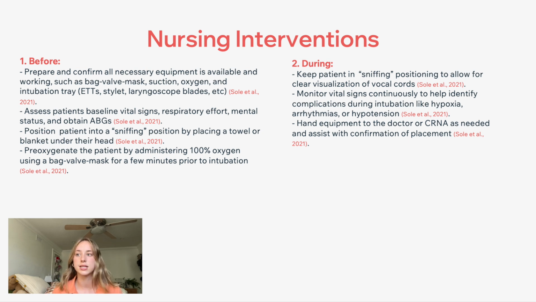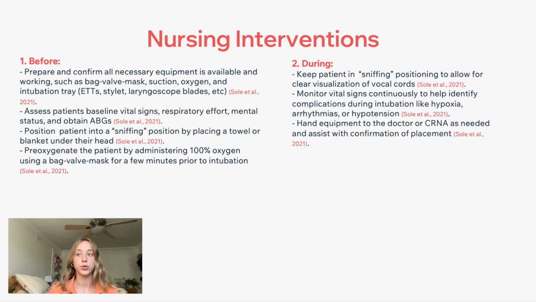You also need to assess the patient's baseline vital signs, respiratory effort, mental status, and attain ABGs for that baseline information. You also need to position the patient into a sniffing position by placing a towel or blanket under their head. Lastly, you need to pre-oxygenate the patient by administering 100% oxygen using a bag valve mask for a few minutes prior to intubation. During the procedure, you need to keep the patient in that sniffing position to allow for clear visualization of the vocal cords.